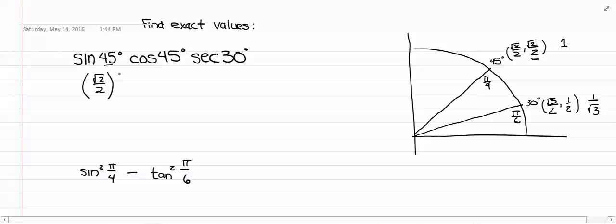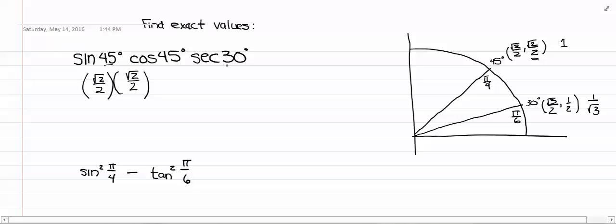Do the same for cosine of 45 degrees. So cosine 45 degrees, which is pi over 4, by the way, cosine of pi over 4, both give you an exact value of radical 2 over 2. Cosine, remember, is the x part of the point.